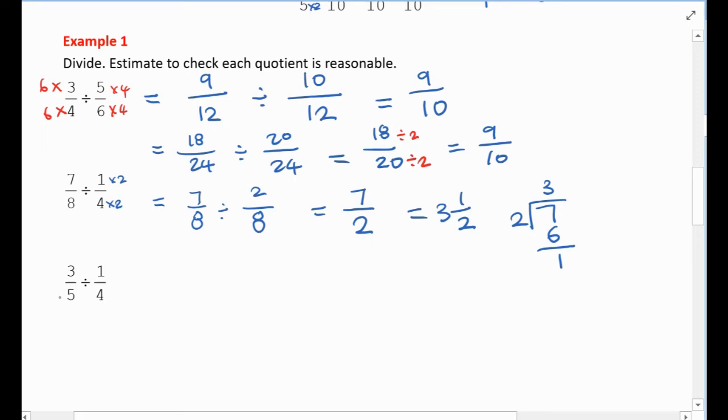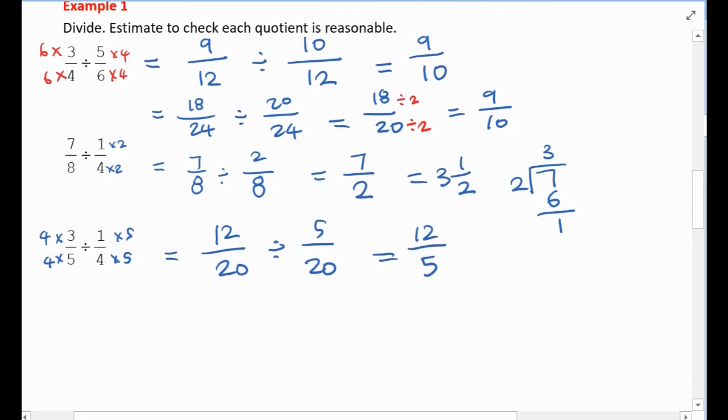Next. 3 over 5 divided by 1 over 4. Times it by 4. Times it by 5. Then 12 over 20 divided by 5 over 20. Okay, again, ignore the denominator. We just take the numerator, 12 over 5.